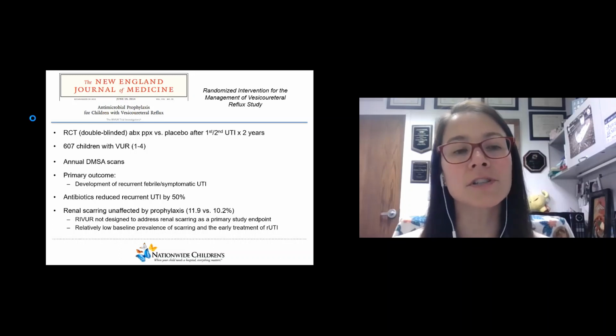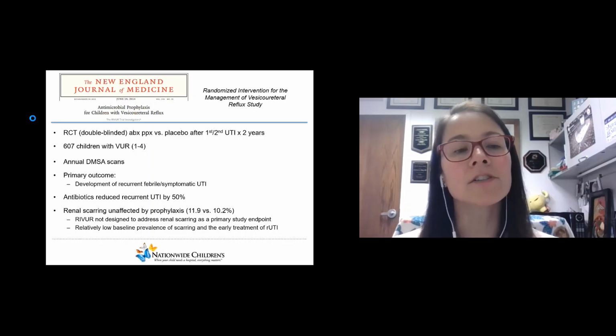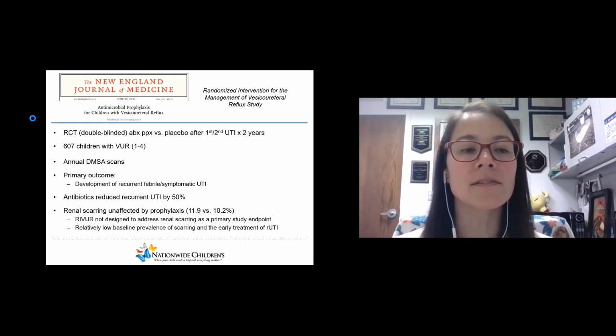They included children, all the children had reflux, and it could be grade 1 through 4. They just excluded children with grade 5. Children underwent annual DMSA scans, and their primary outcome was the development of recurrent febrile or symptomatic infections.